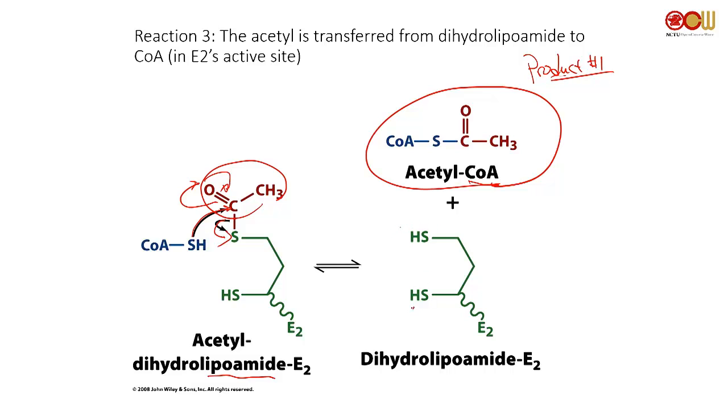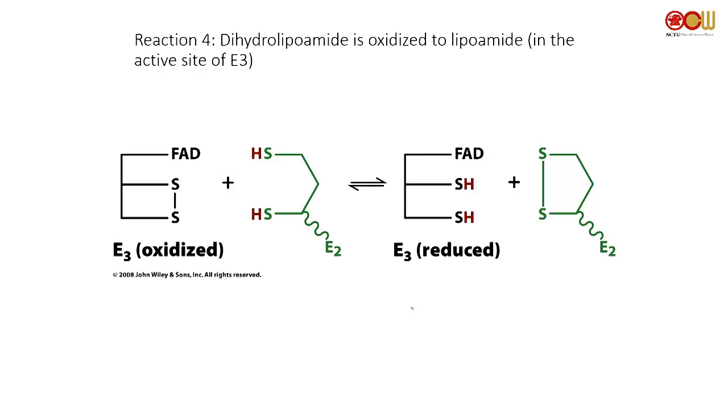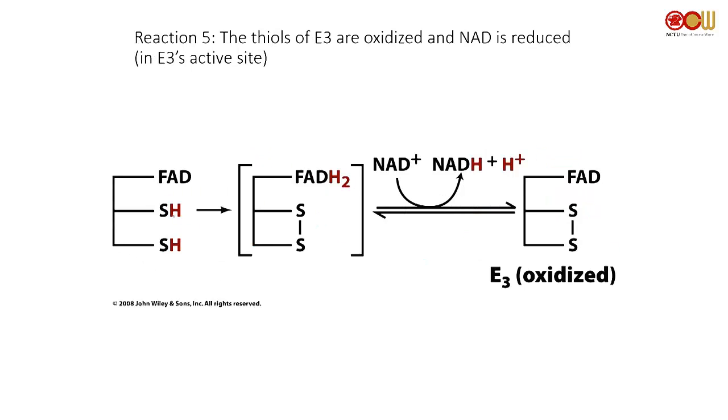All right, then you end up with these two thiols here. You have to somehow get it back to the oxidized disulfide form in order to do the next round of transfer from TPP to lipoamide. So you transfer the electrons from the two thiols onto the disulfide bond, and you end up with a reduced E3. Then the reduced E3 will transfer the electrons onto FAD, and you generate FADH2.